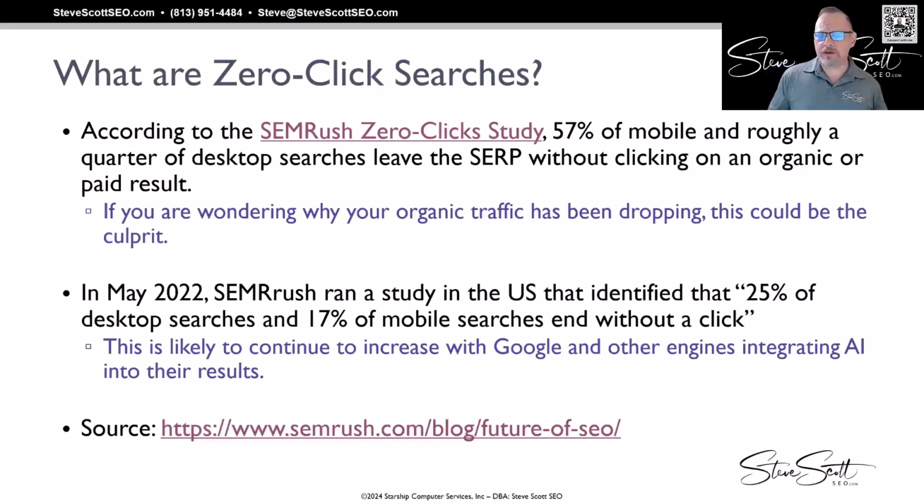In May of 2022, SEMrush ran a study in the US that identified that 24% of desktop searches and 17% of mobile searches ended without a click. As you can see, that's gone up. This is likely to continue to increase, especially now that Google, Bing, and other engines are integrating AI into their results. I'm just starting to see AI showing up on my desktop results for Google's Search Generative Experience, which I've been seeing on my mobile. So now you ask questions and AI is responding with answers.